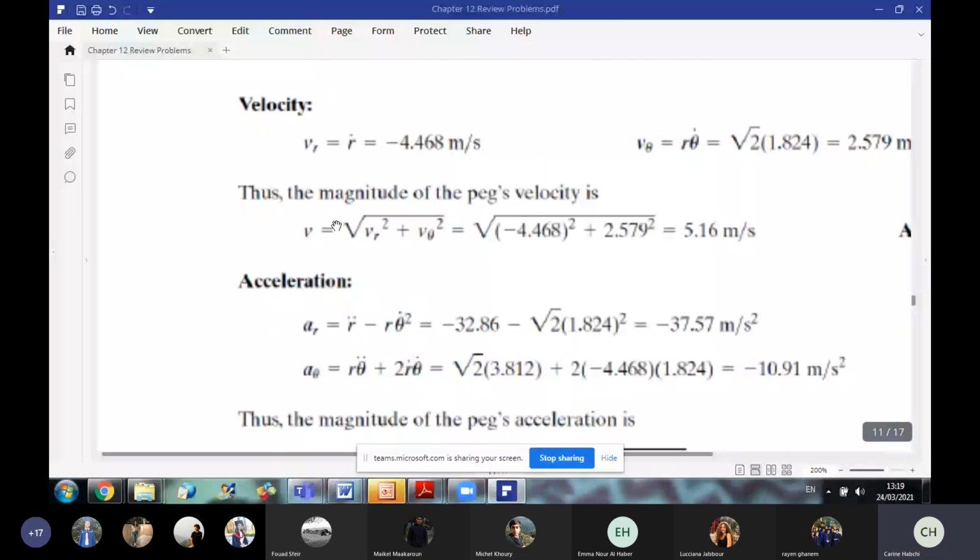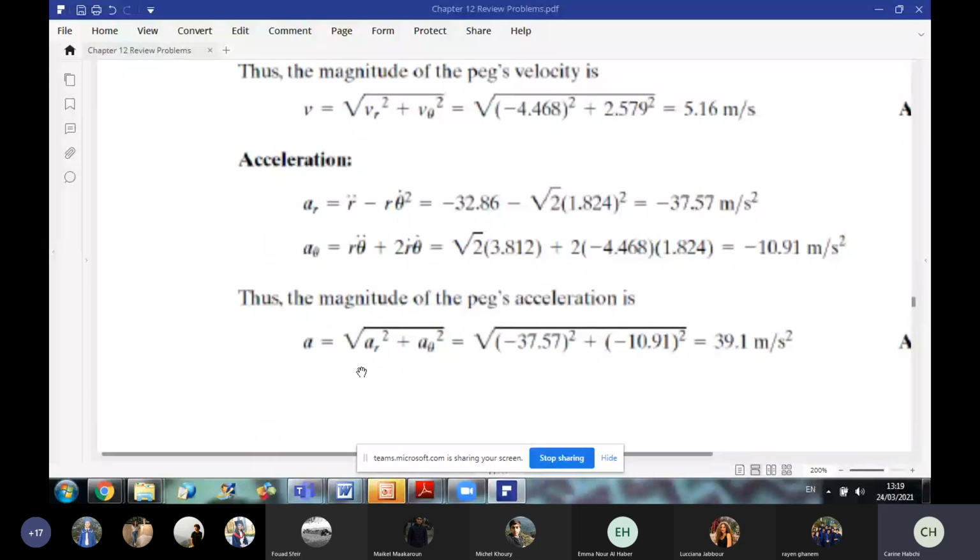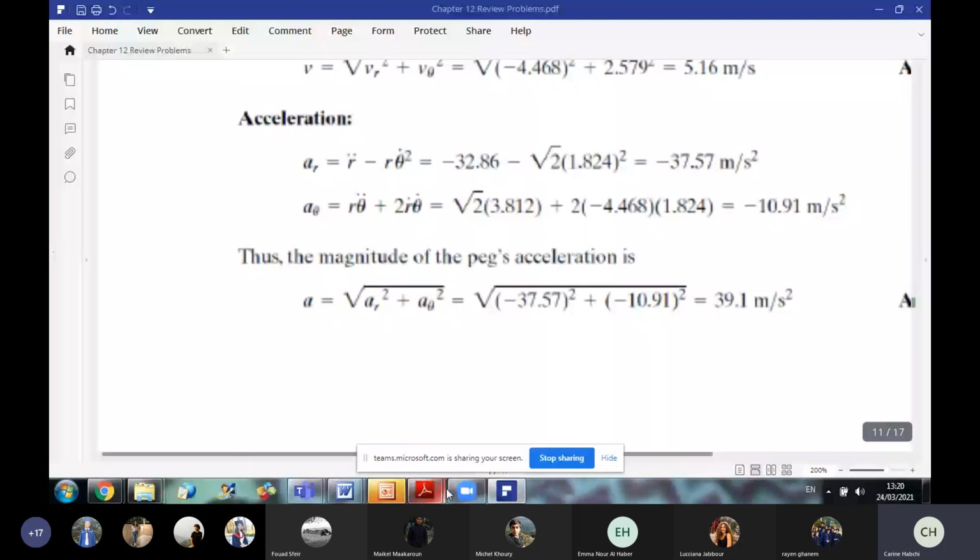Here v is calculated by the square root of vr squared plus v theta squared, and a is calculated as the square root of ar squared plus a theta squared, where ar and a theta are given by the following formulas. So now by doing the replacement, I can get the magnitude of the acceleration. Any question on this?